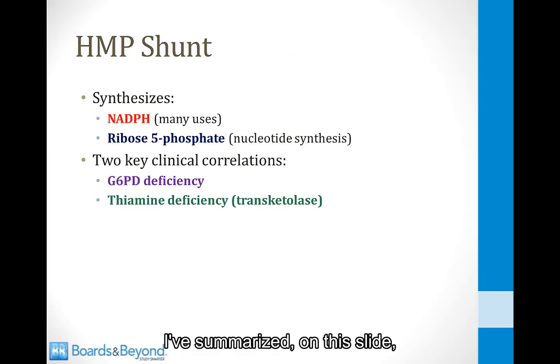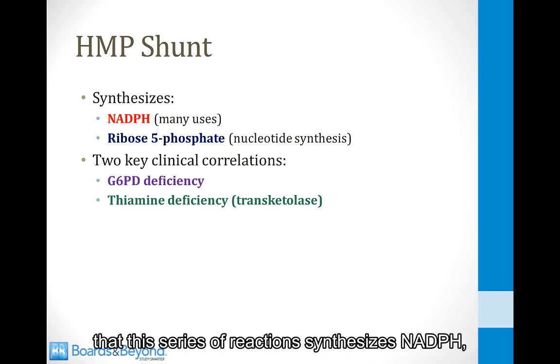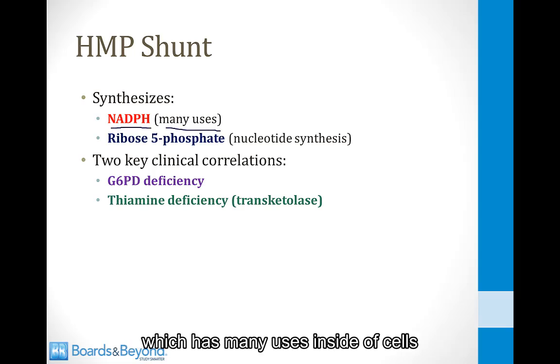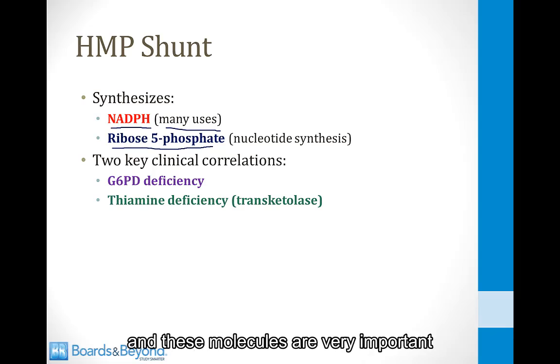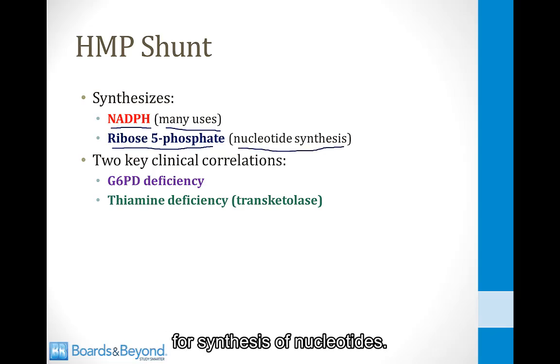I've summarized on this slide the four most important things for you to know about the HMP shunt. First of all, you need to be aware that this series of reactions synthesizes NADPH, which has many uses inside of cells that we'll talk about in this module. This pathway also synthesizes ribose 5-phosphate molecules, and these molecules are very important for synthesis of nucleotides.